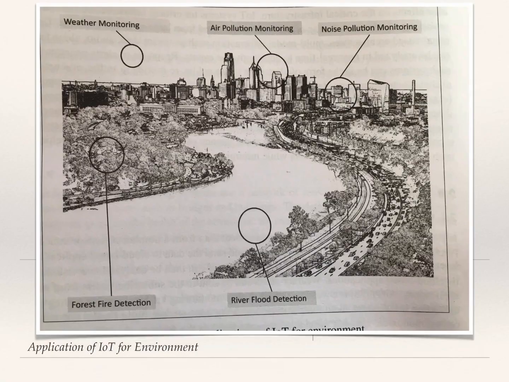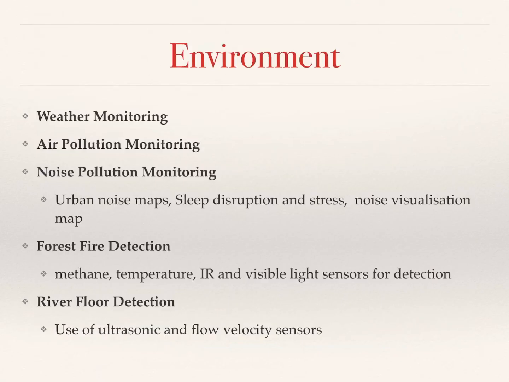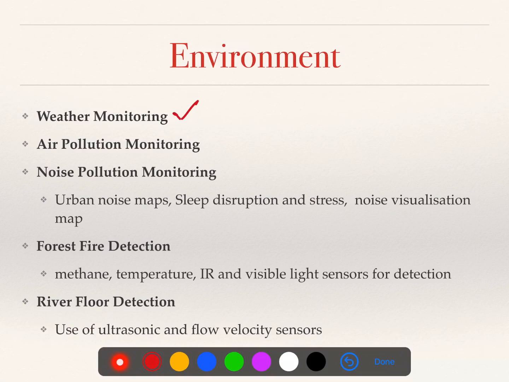So next is the environment. In the environment we have weather monitoring, so the changes in the weather, and air pollution monitoring. Air pollution monitoring means levels of carbon dioxide, carbon monoxide, nitrous oxide and nitrogen dioxide. So all these things will be monitored in the air pollution and weather monitoring system.